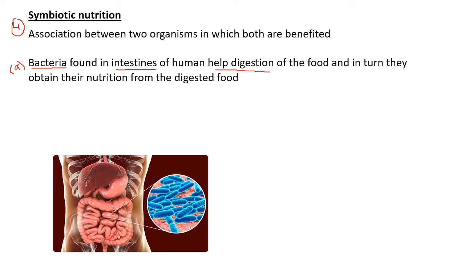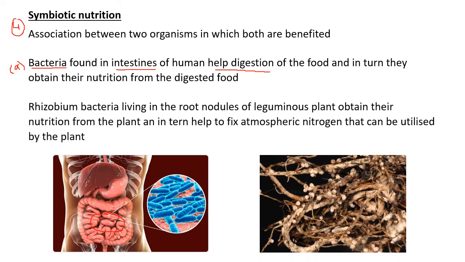So there are some bacteria in our intestines. This is the small intestine. Look at the photograph, and there are some bacteria which help us to digest the food, and they survive on the food which we have digested. On the other hand, one more example in the plant world is rhizobium bacteria, which actually live in the root nodules of a leguminous plant, like the plant of peas and the plant of beans.